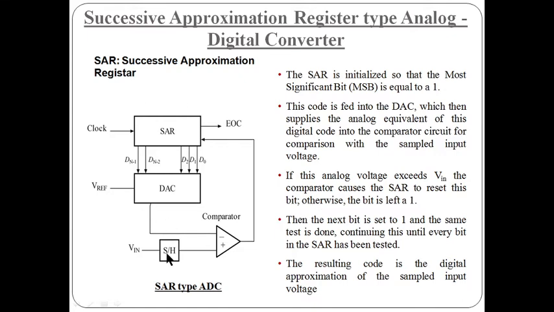Listen to me, an analog voltage comparator compares V in to the output of the internal DAC. Here what is happening is that this comparator compares the incoming voltage with the output of this digital to analog converter. The output of this DAC is obtained from the successive approximation register, SAR.